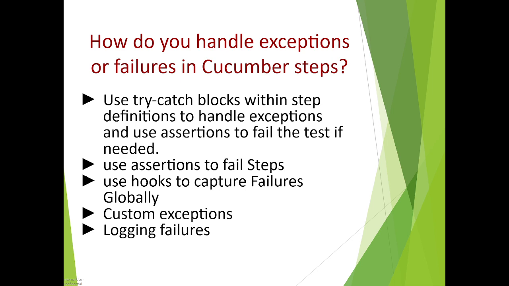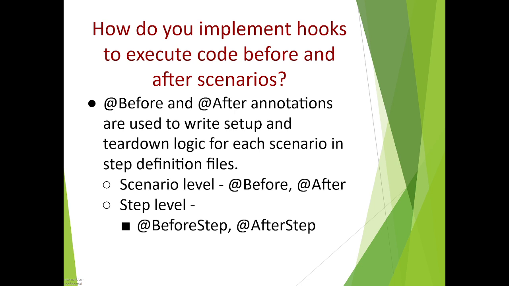And you can write custom exceptions. You can create your own exceptions, which are called custom exceptions, to clarify failure reasons. And also you can write logging for failures. For example, you can add logs inside catch blocks or hooks to help debugging. So in a nutshell, you can use assertions, you can catch or throw the exceptions, you can use hooks, and you can write a custom exception. This is the way you can handle exceptions in Cucumber.